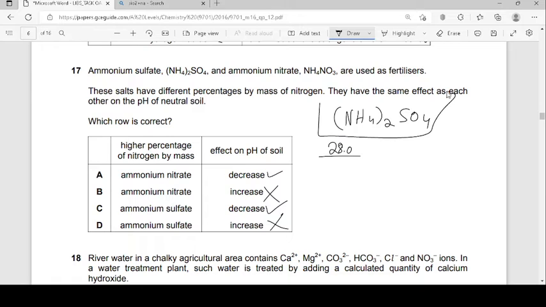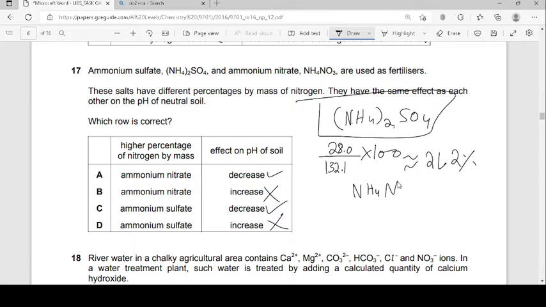If I find the Mr of the whole molecule, that would be 28 plus 8 for hydrogen, and then S is 32.1, and then 16 times 4 for oxygen, so that gives me 132.1. And as this is a percentage, I have to multiply by 100. So 28 over 132.1 times 100 gives me, to three significant figures, 21.2%. All right, 21.2% for (NH4)2SO4.